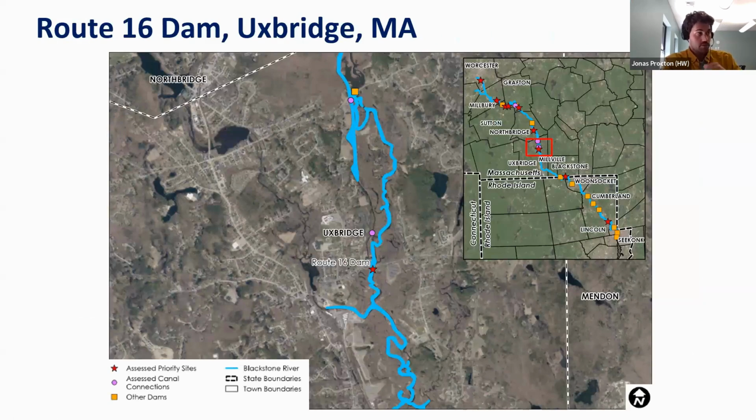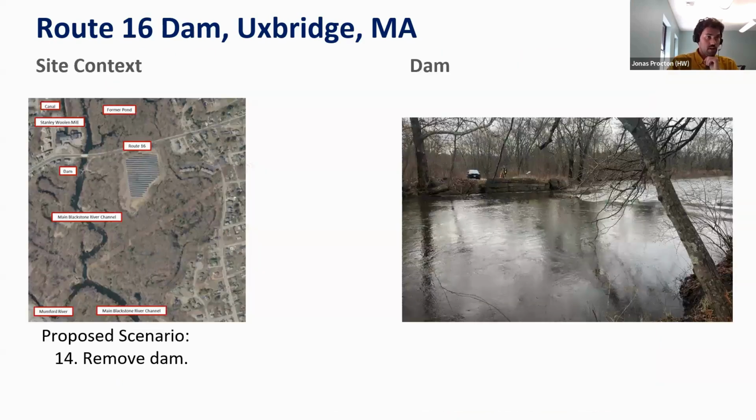So if you keep going downstream, down in Uxbridge, we have what we've been calling the Route 16 Dam. It's basically just south of the Stanley Woolen Mill, for folks who are familiar. I think the photos will do the best job of showing this. It's something that you could have never noticed before in your entire life. It's just south of this bridge along Route 16 over the Blackstone.